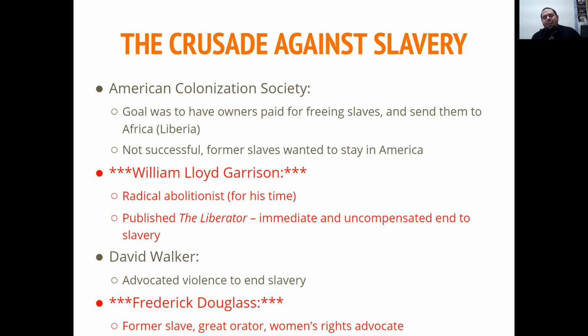Two abolitionists you need to know. That's why they're starred. You need to know who they are. Okay, William Lloyd Garrison, and he was a very radical abolitionist for his time. He published the newspaper The Liberator, where he argued for the immediate and uncompensated end to slavery. So we don't need to pay the slave owners, the plantation owners, money for freeing their slaves. They just need to get free now. And again, that is very radical at that time.